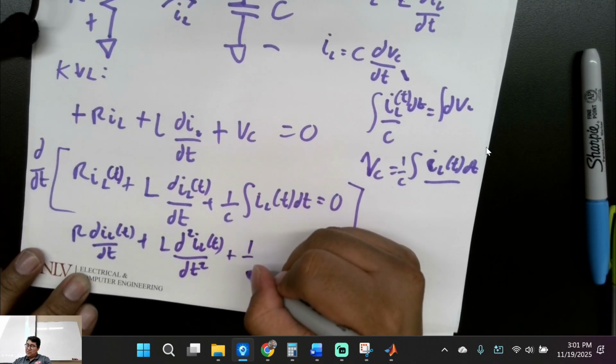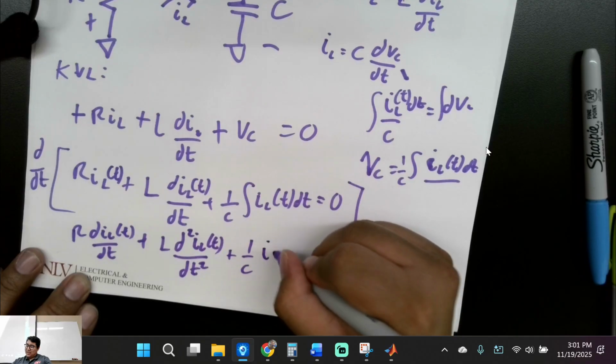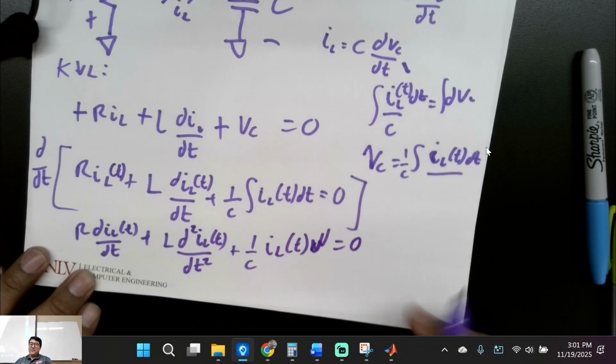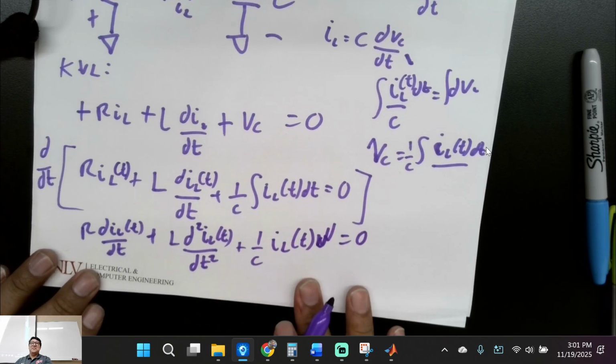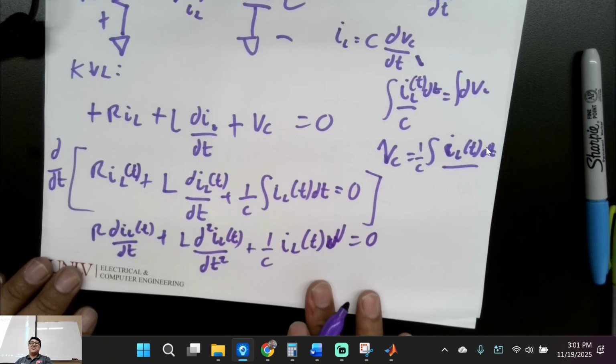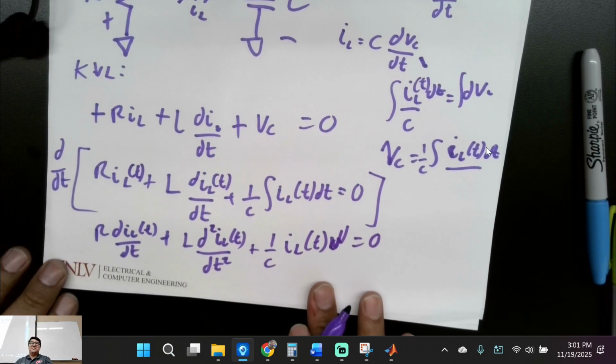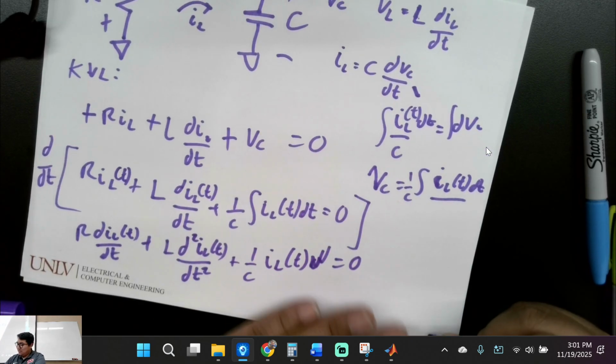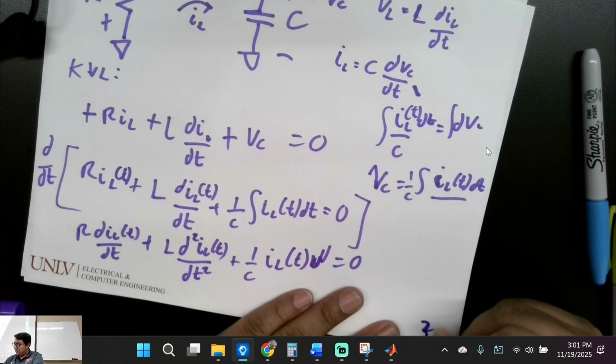Plus 1 over C, I, L. That's it. Did he do this? A second order equation? That he did. All right. The second order equation does sound familiar. This is page 3? Yes. Let's go on the next page to clean this up.